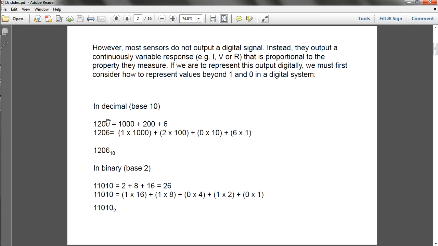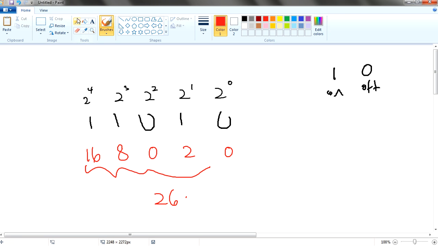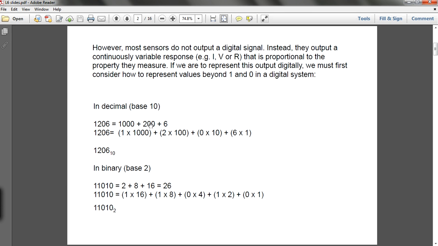The decimal place is a different thing. Decimal is in terms of 10: 10 to the power of 3, 10 to the power of 2, 10 to the power of 1, 10 to the power of 0. In binary it is in terms of 2 to the power of 4, 2 to the power of 3, and so on. But for base 10, this would be 10 to the power of 5, 10 to the power of 4, 10 to the power of 3, 10 to the power of 2, and 10 to the power of 1. So you can represent your systems in this manner, which is much neater.